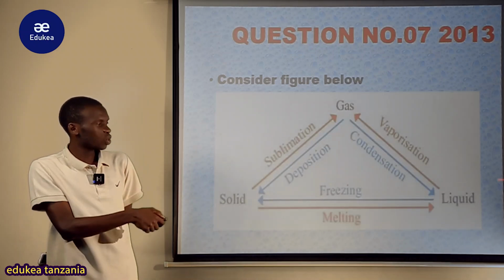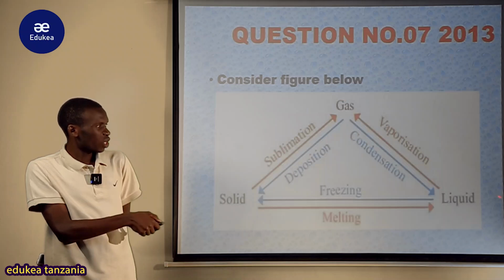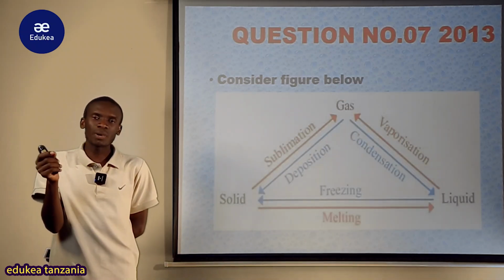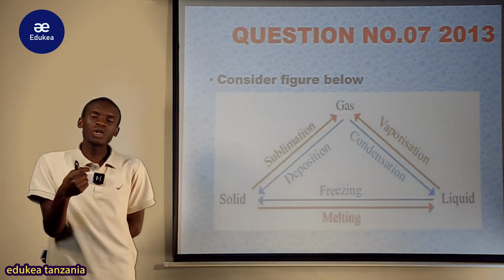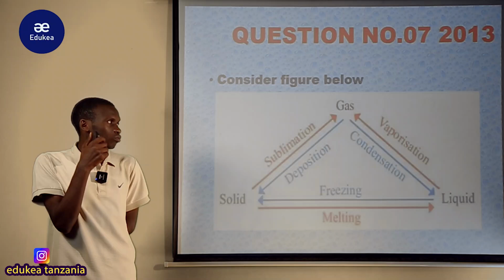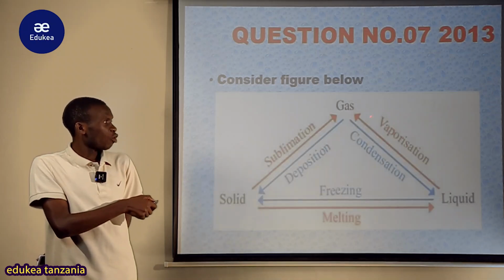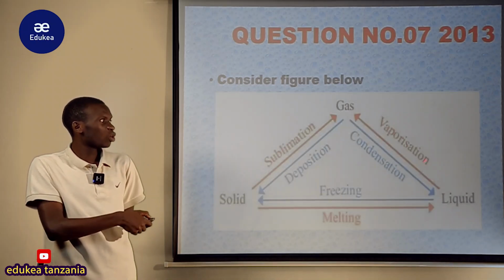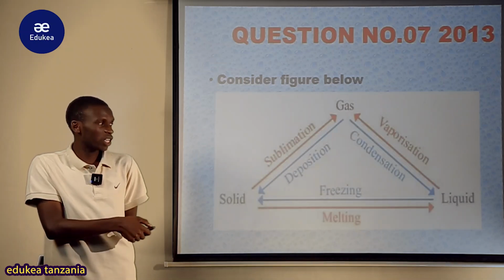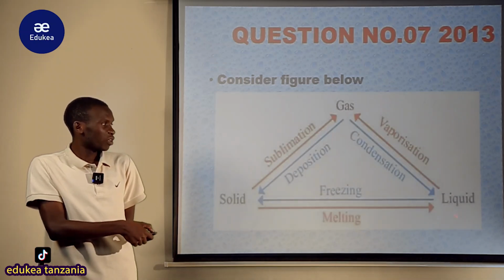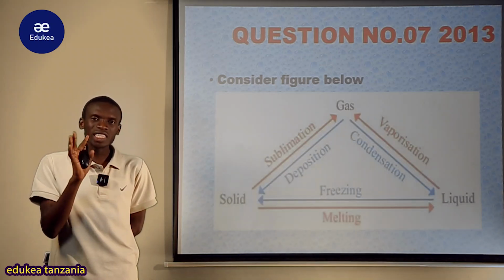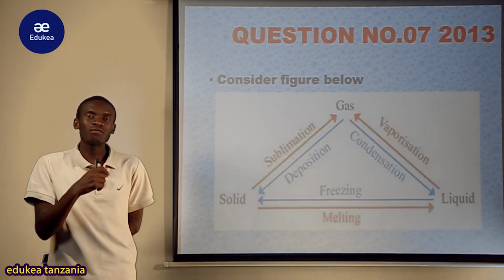We come to gas to liquid. From gas to liquid, the process is called condensation. Example, water vapor. When water vapor changes to liquid, hiyo inaitwa condensation. And from liquid to gas, we call it vaporization. Vaporization is the process of change of liquid to gas. Kwa vapor, una form vapor. Vapor ile ndo ile ni gas. Kwa ile process inaitwa vaporization.